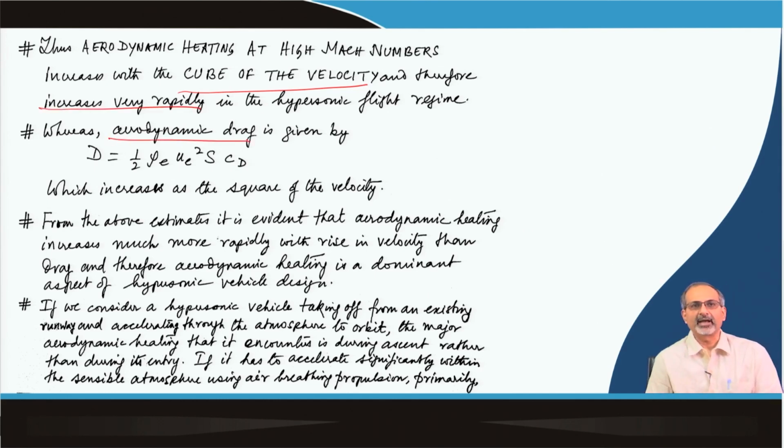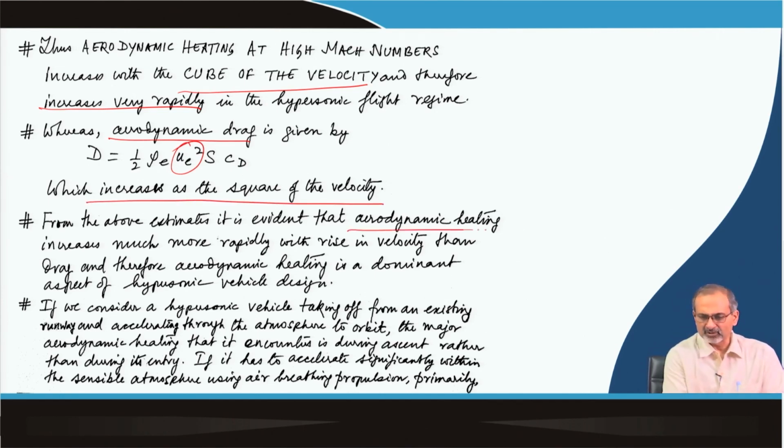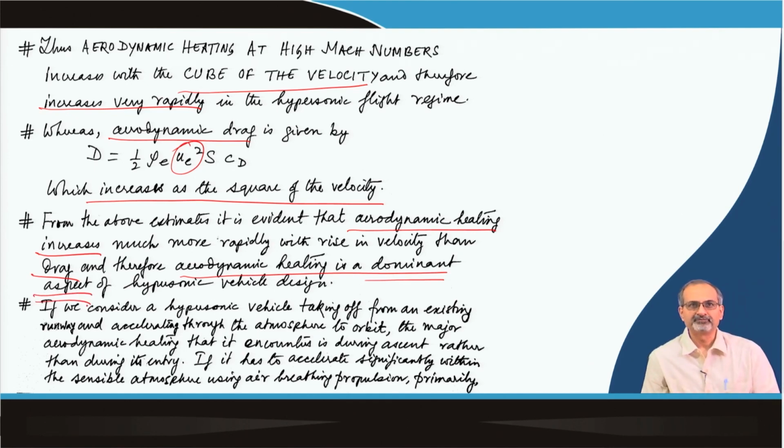What about the aerodynamic drag? By definition, it is dependent on the square of the velocity, because that is the dynamic pressure part where the square of the velocity is connected, and therefore, the drag would increase as the square of the velocity. From the above estimates, it is evident that aerodynamic heating increases much more rapidly as the velocity of the free stream increases compared to the drag. So, aerodynamic heating thereby becomes the dominant aspect of hypersonic vehicle design, not the drag.